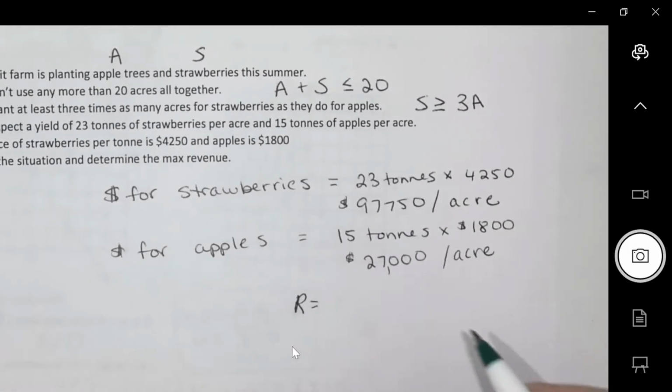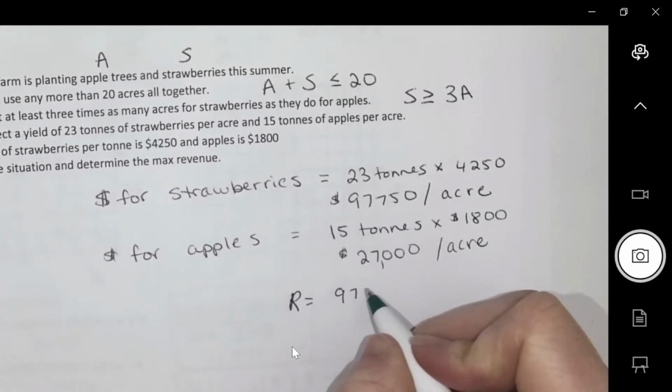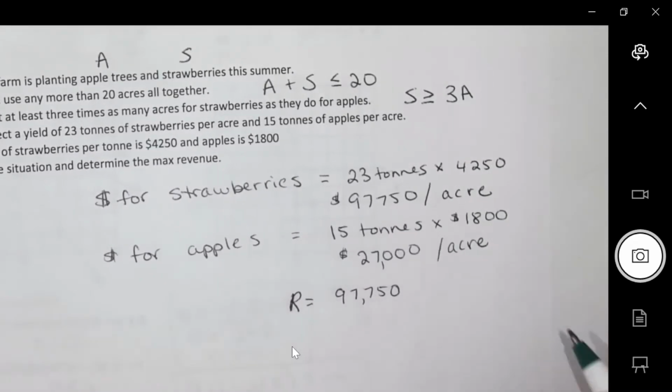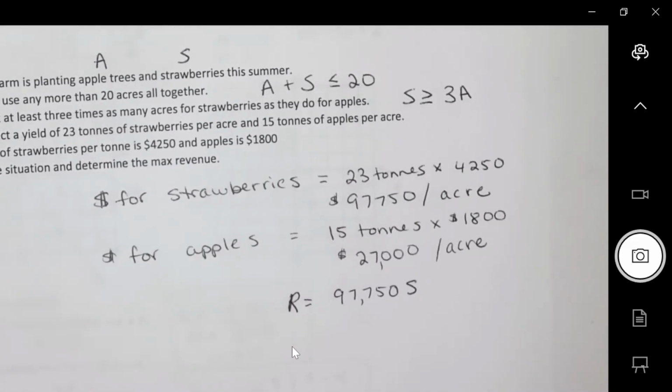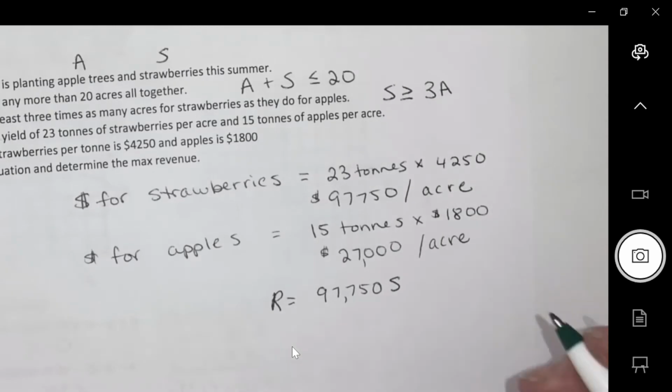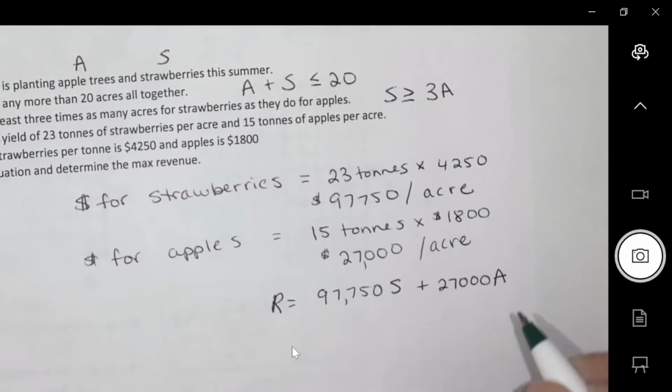Okay, so therefore our revenue will be $97,750 per strawberry acre plus $27,000 per apple acre.